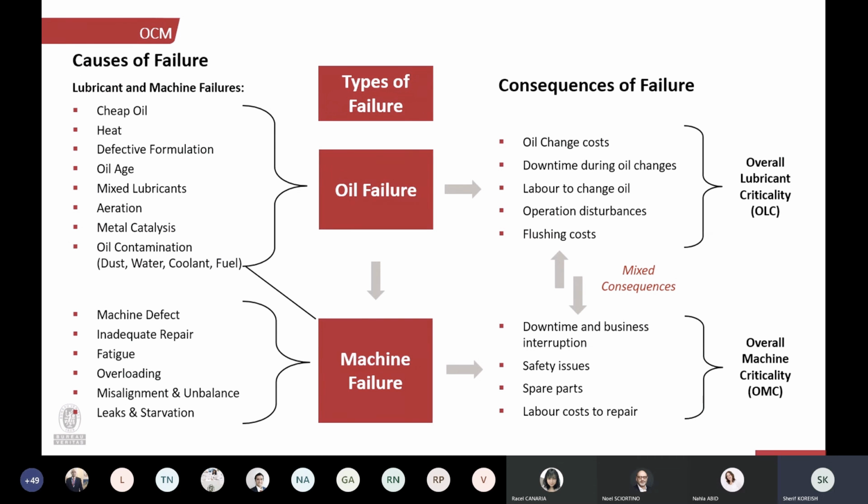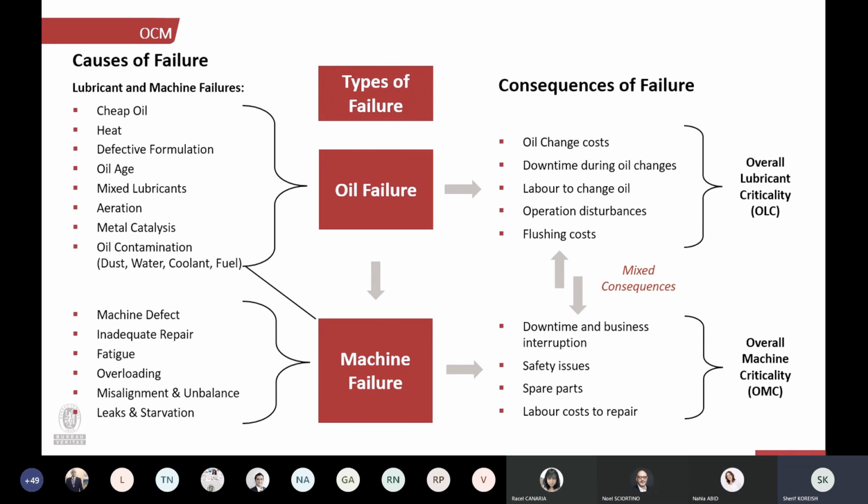Mixed lubricants, because sometimes people buy from different suppliers, so they are using mixed lubricants, although they might have the same ISO grade, but possibly the formulation is a little bit not matching, not compatible. Aeration, which is ingression of air into the system, causing bubbling. Metal catalysis, which is chemical change of the oil structure due to the catalytic reactions of the metals involved, plus oil contamination. So these are some of the oil failures related to the machinery itself.